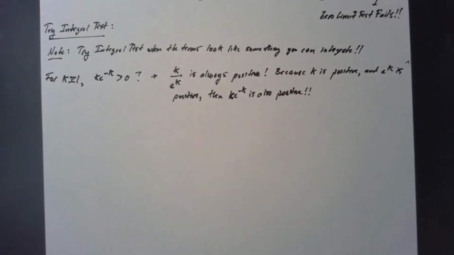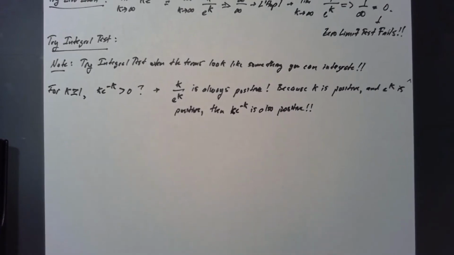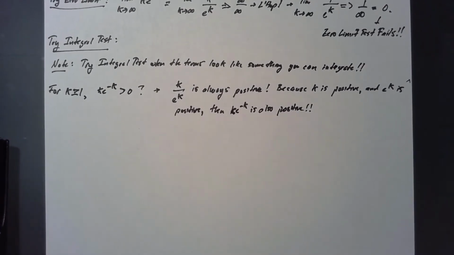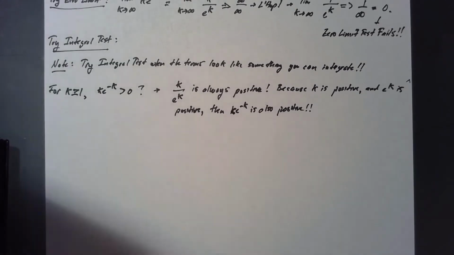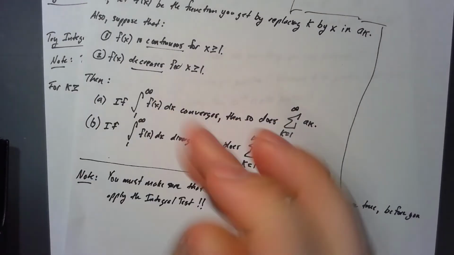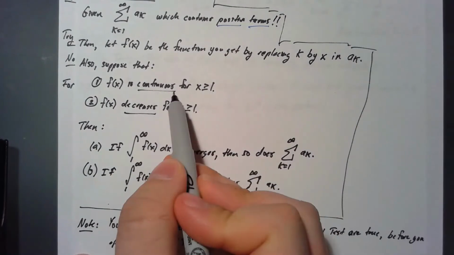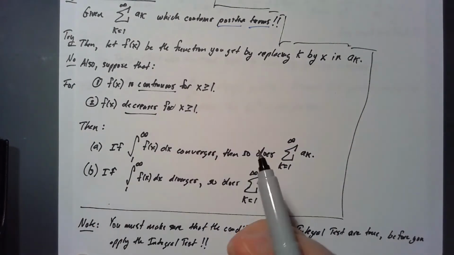All right. What are the next two things we've got to look at for the integral test? For the next thing on the integral test, the function, so this checks out. It has to be continuous, and then it has to decrease. Let's look at continuity.